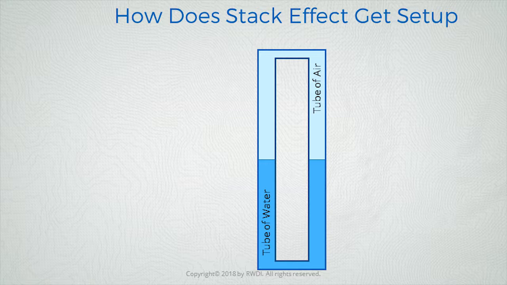What ends up happening in a building is if you now imagine that tube of water is actually the outside conditions on a cold day. The outside air is colder than the inside air, so it weighs more. The inside, the tube of air, is lighter, and what happens in this particular case is the flow is still set up where the air wants to rise up and leave at the top of the building, and this water, or also that cold air, wants to drop and flow into the bottom of the building.